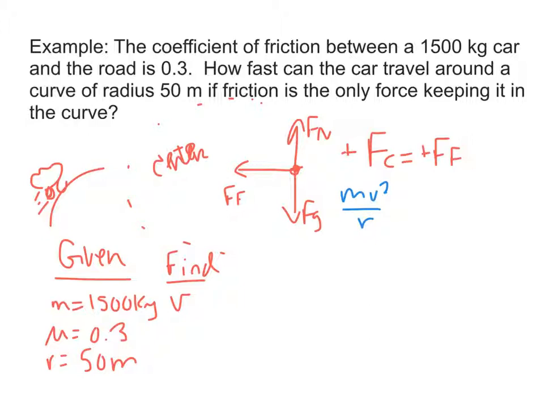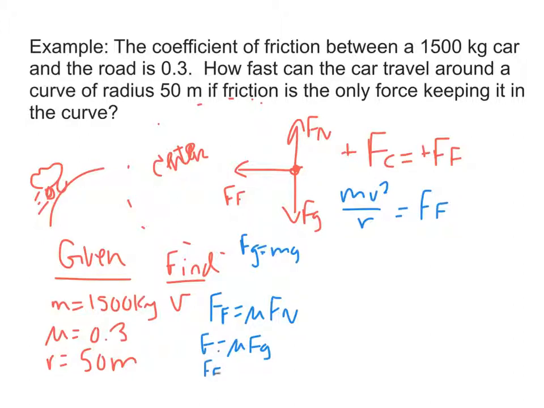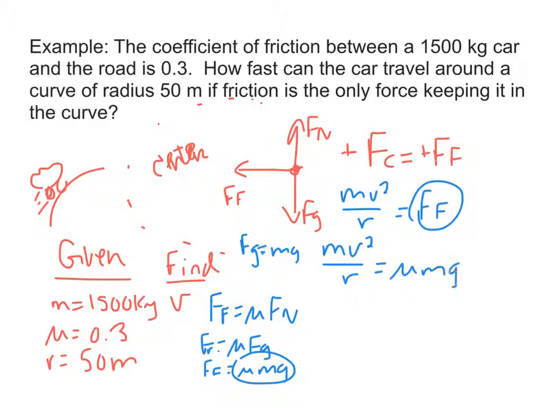mv squared over r is equal to my frictional force. If you recall from before break, frictional force is equal to mu Fn. And looking at this particular force diagram, Fn equals Fg. So frictional force equals mu Fg. We also know that Fg equals mg. So frictional force equals mu mg. I'm just going to put this in for frictional force over here. So mv squared over r equals mu mg.